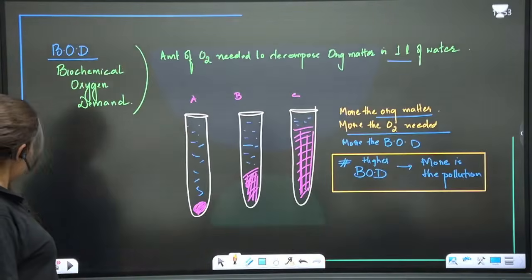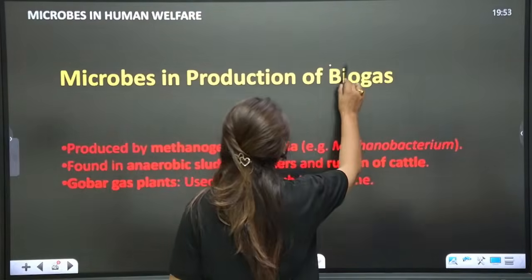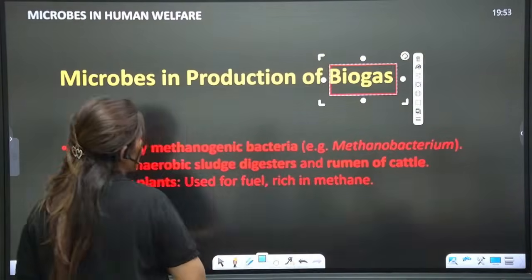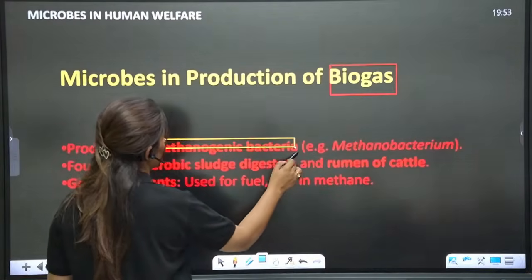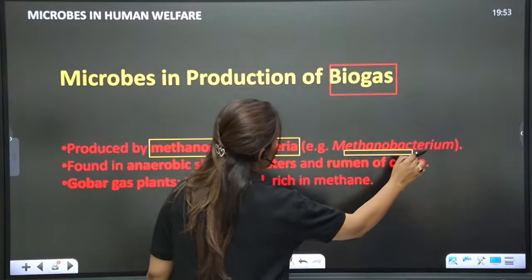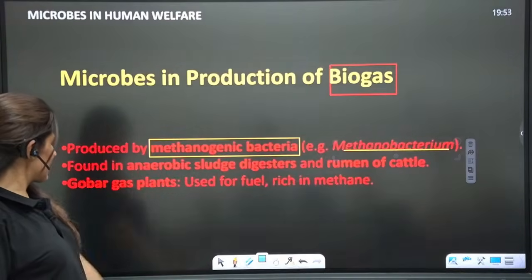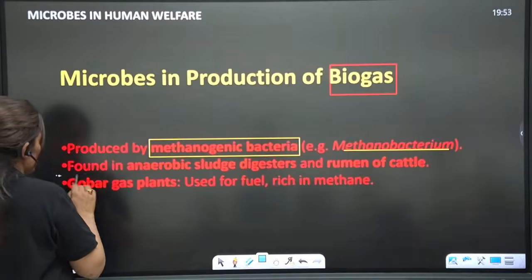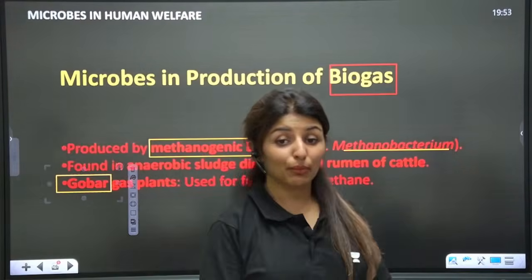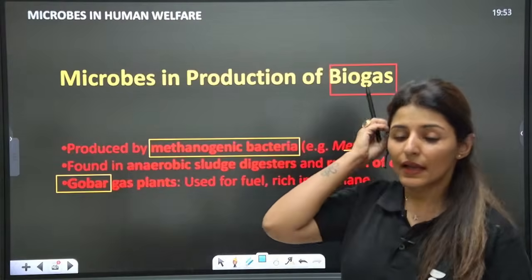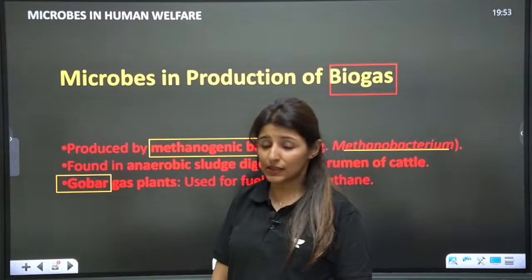Clear? Now moving on to the next step, which is biogas production. In biogas production, guys, we have methanogenic bacteria called Methanobacterium and Methanococcus, and these are also found in the rumen of cattle. It is the same one. So we use gobar, the animal dung, for making this biogas. The major component of this is gobar, or animal dung. That is why we also call it gobar gas.